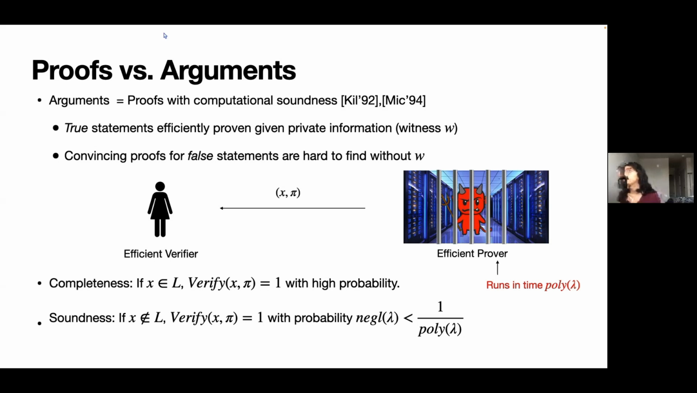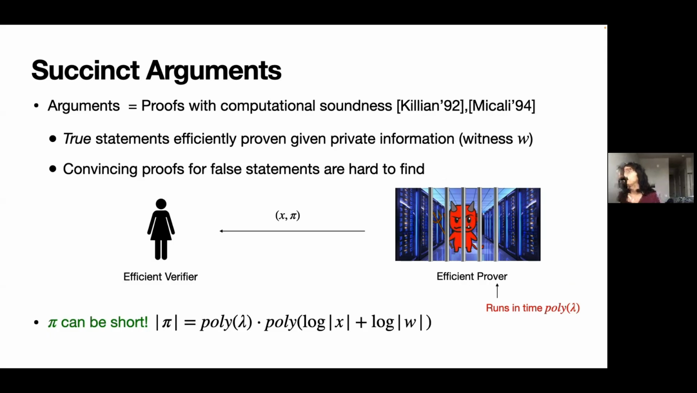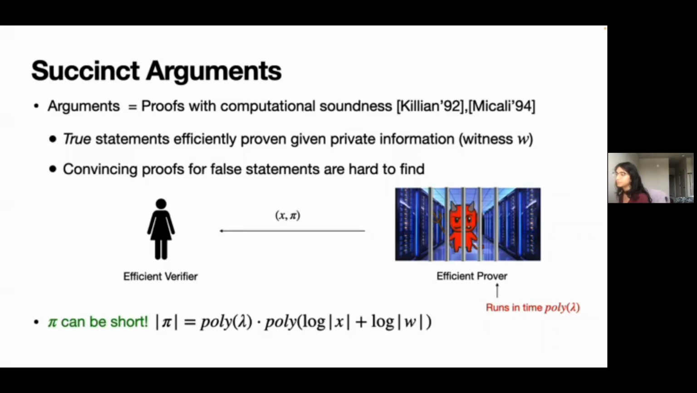And now the prover is bounded. The prover is going to run in time polynomial in some security parameter lambda. In this setting, in which you have arguments, it's known that pi can be short. Here we know that the length of pi is going to be polylog in the length of the statement and the length of the witness. This is nice because now it's smaller than some polynomial in the length of the statement, which is what we wanted.